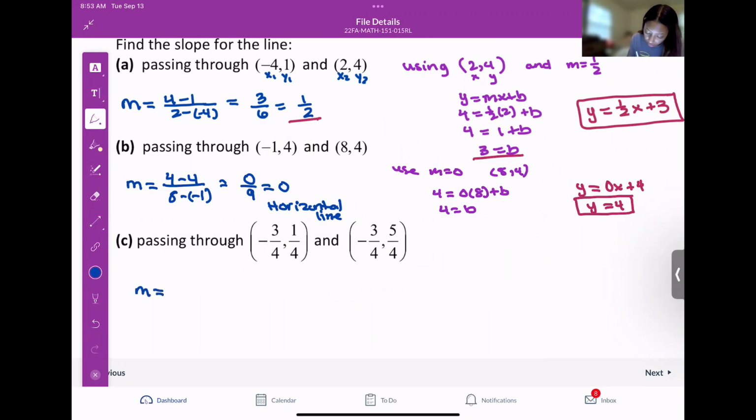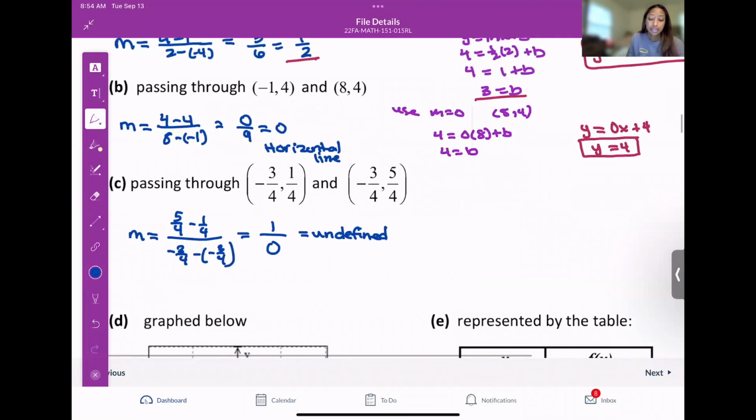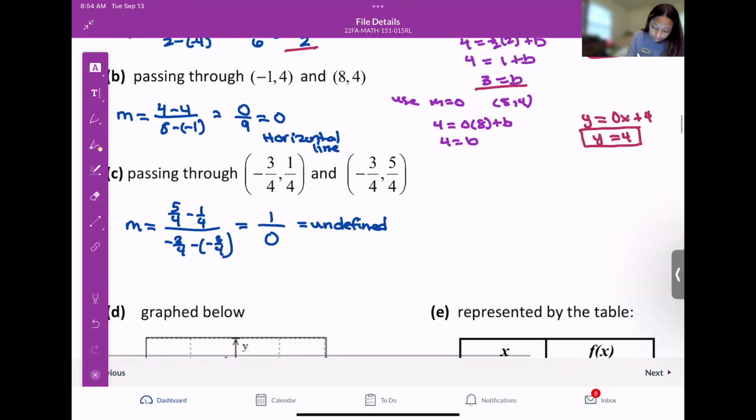If we calculate the slope, y2 minus y1 would be 5/4 minus 1/4 over x2 minus x1, -3/4 minus -3/4. In the numerator, we get 4/4, which is 1. And in the denominator, we're going to get 0. What's 1 divided by 0? Undefined. When you have an undefined slope, that tells us that we have a vertical line.